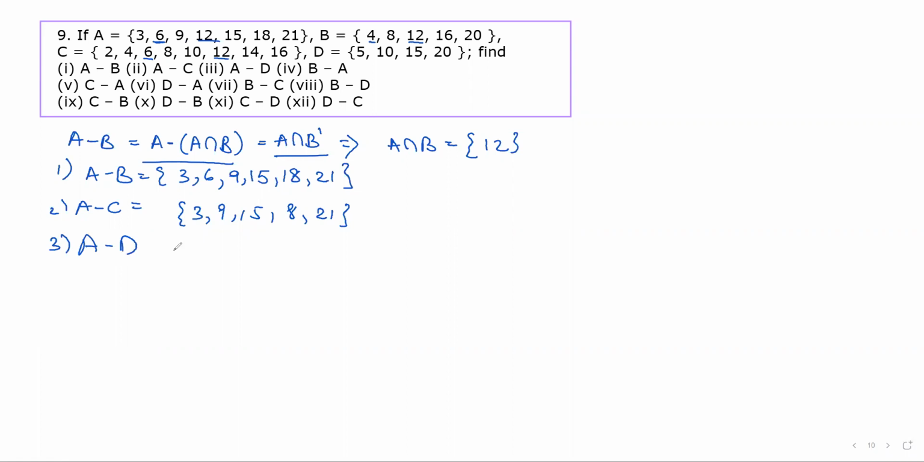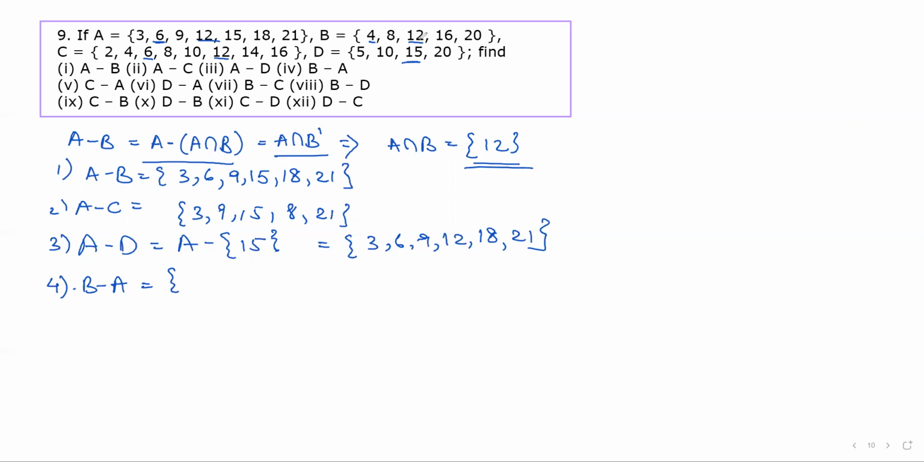A minus D. So A minus the elements which are common between A and D. D is 5, 10, 15, 20. So 15 is common. 15 is a multiple of 3. This will be equal to 3, 6, 9, 12, 18, 21. B minus A. Common elements between B and A, we already calculated this: 12. So remove this 12 from B. So 4, 8, 16, 20.